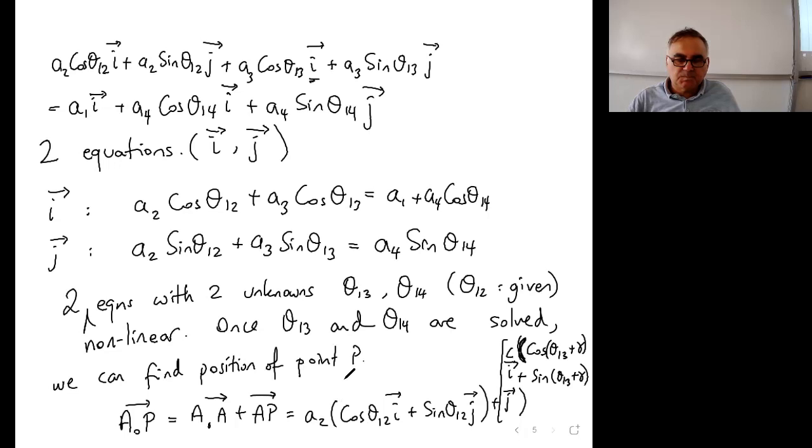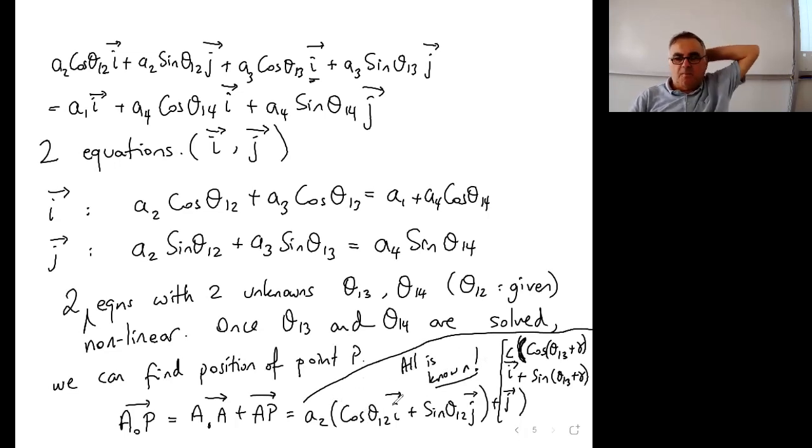Okay. Let me write it here. All is known. So that you can solve for the position of P. You understand? Okay, so that you can find the position of P from this equation, because theta 1,2 is known, given, theta 1,3 is solved. Gamma is given, C is given, etc. I mean, nothing is unknown.